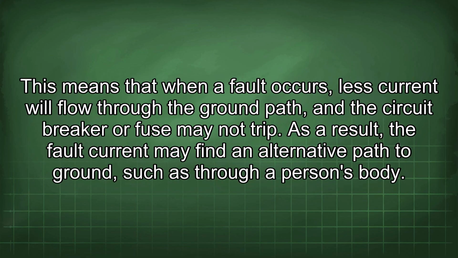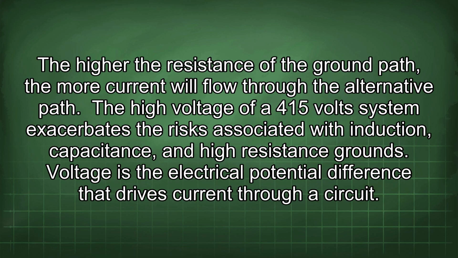This means that when a fault occurs, less current will flow through the ground path, and the circuit breaker or fuse may not trip. As a result, the fault current may find an alternative path to ground, such as through a person's body. The higher the resistance of the ground path, the more current will flow through the alternative path.